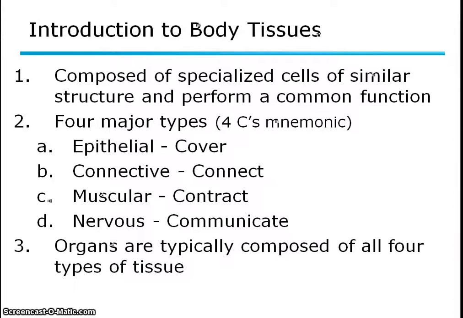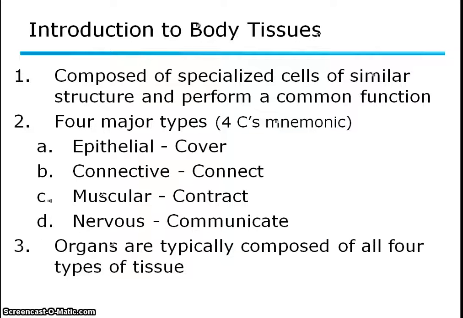All right, our introduction to body tissues. Your tissues are composed of specialized cells of similar structure that perform a common function. That should be familiar from your very first quiz of the year. There are four major types that we're going to learn about, and there's a mnemonic to help you. Epithelial covers, connective connects, muscular contracts, and nervous communicates. So hopefully that will help you remember those four.